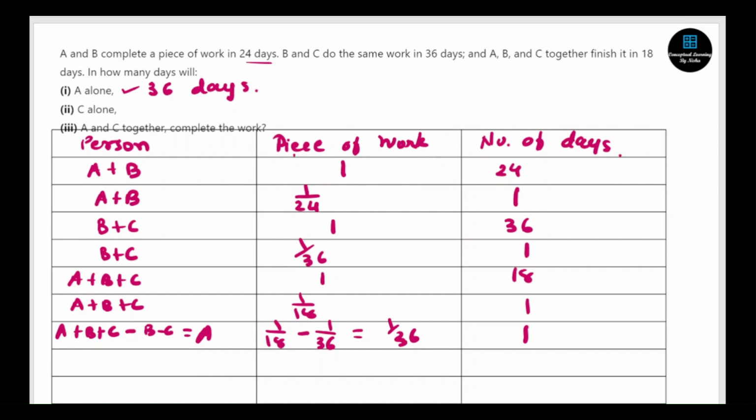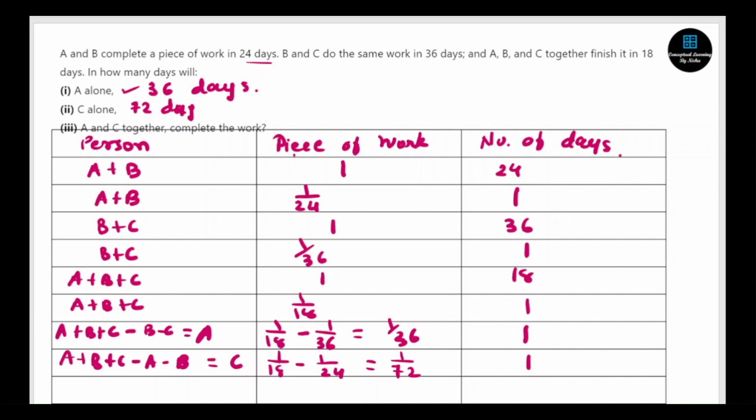Now C alone. To find C alone, what I'll do is A plus B plus C minus A minus B. So this gives me C alone, correct? So what I am doing is 1 over 18 minus 1 over 24. When I subtract, that gives me 1 over 72. So C can alone complete the work in 72 days. Don't forget to take the reciprocal, because we found the work for one day and now we are finding the number of days.